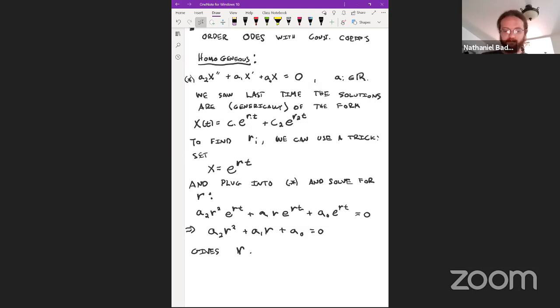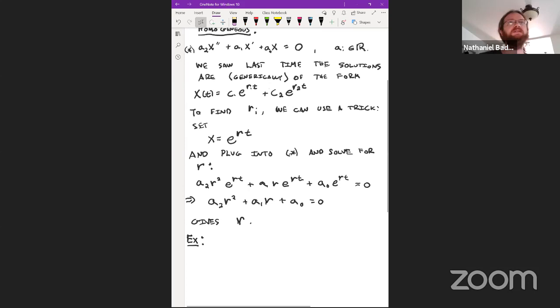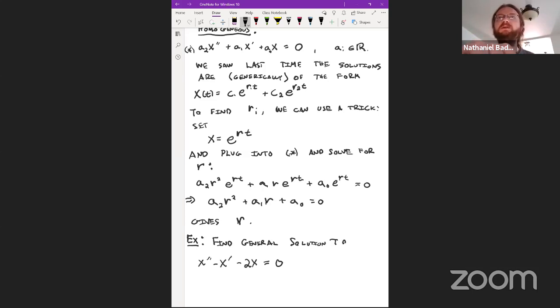All right. So, quick example, and everyone should be able to do this. Find the general solution to the following: x double prime minus x prime minus 2x equals 0. Take a second to do that.